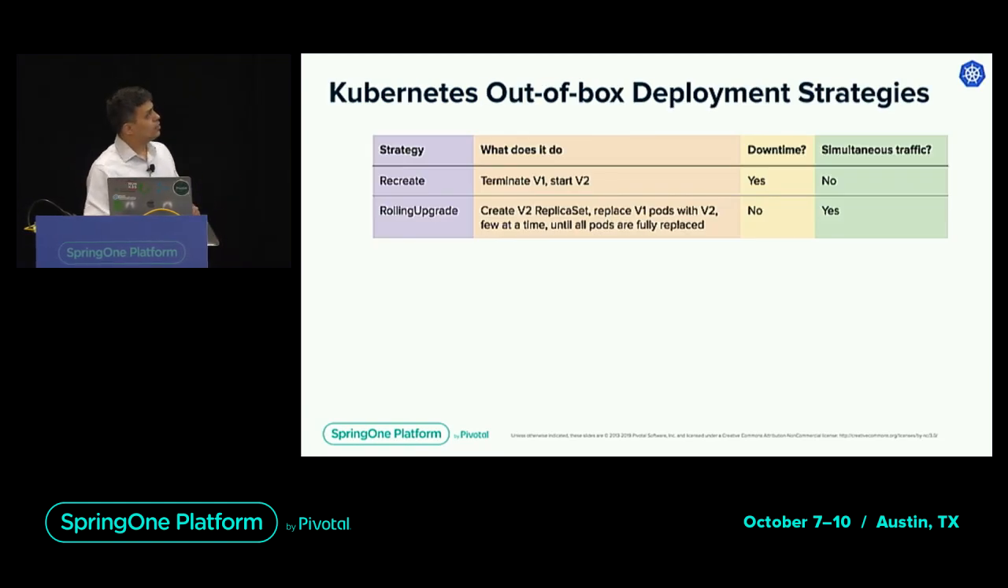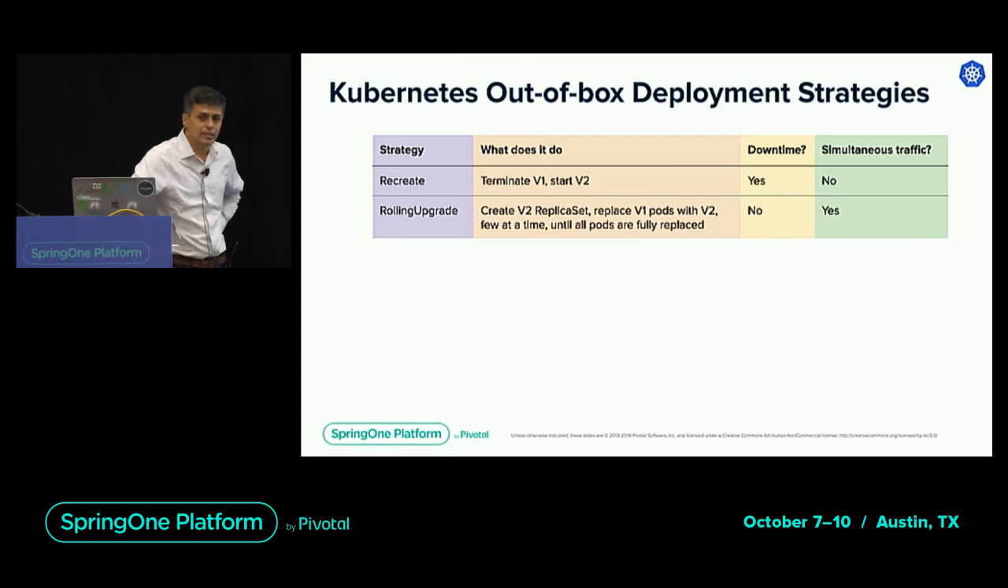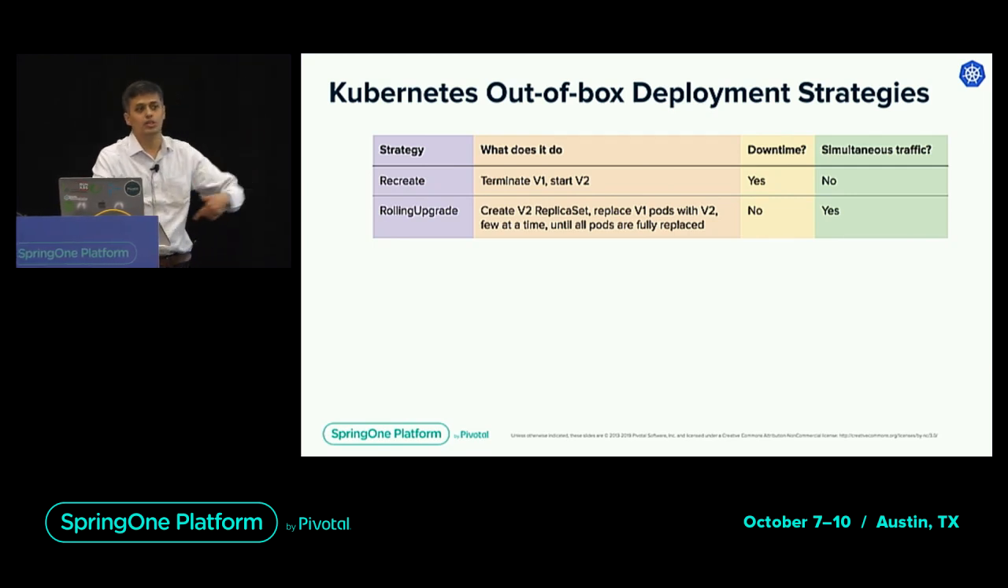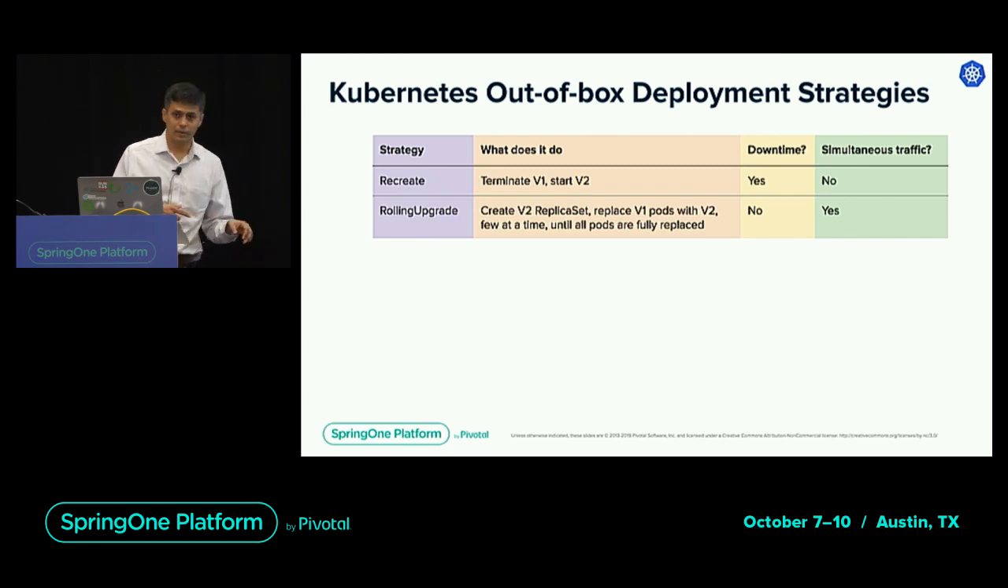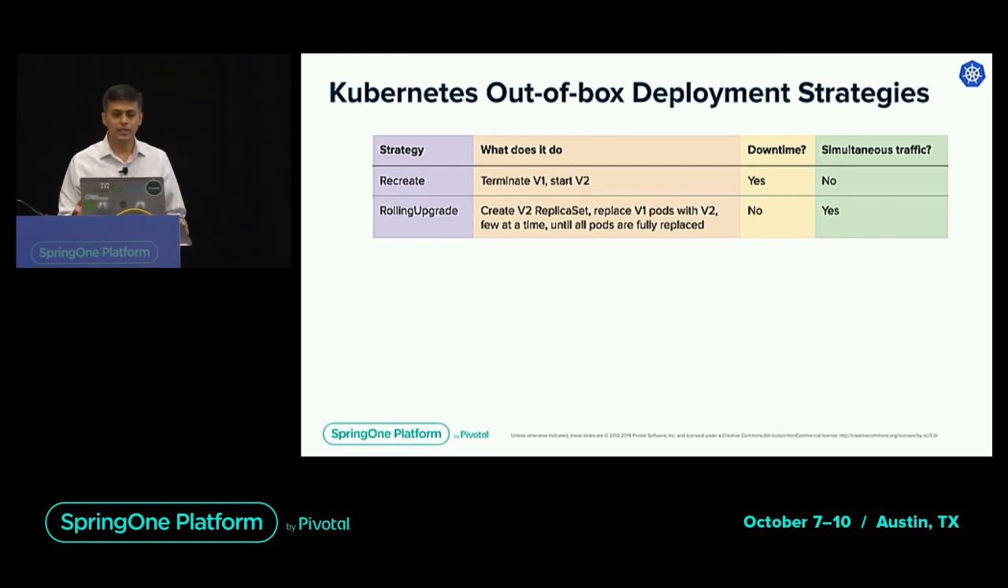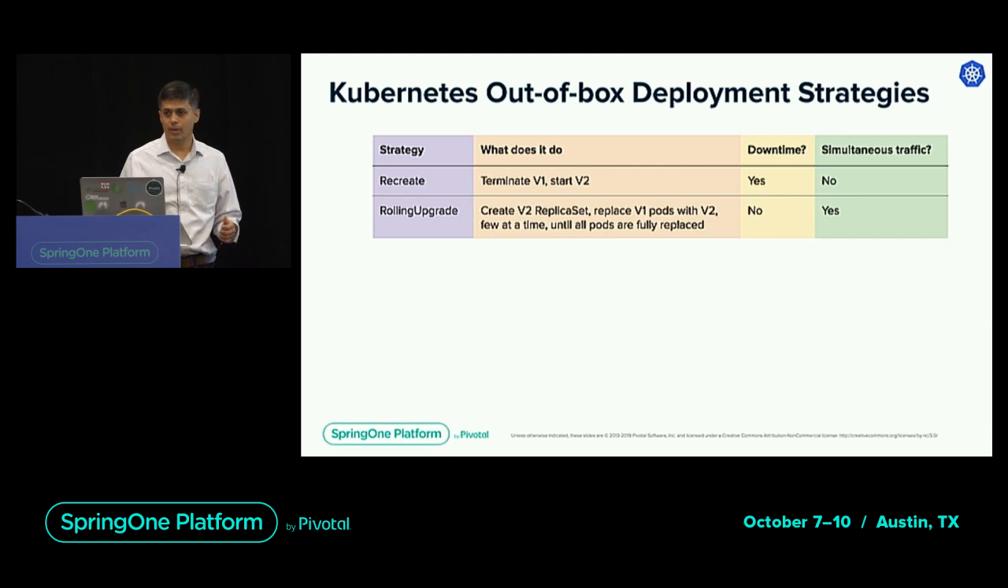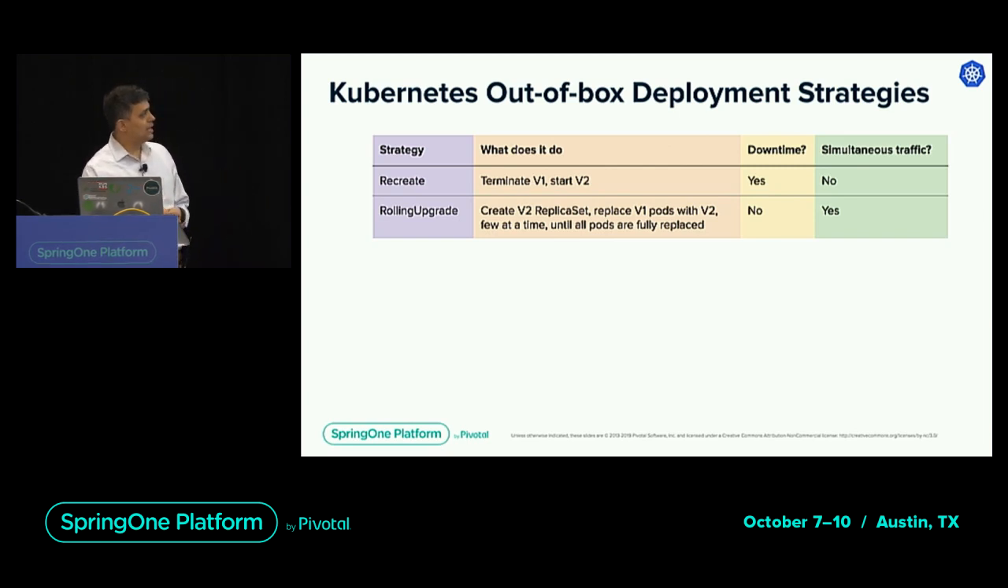So let's take a look at the Kubernetes out-of-box deployment strategies. What happens when you push the new version of the application to Kubernetes? There are two strategies provided by Kubernetes out-of-box. One is Recreate. In Recreate, it basically terminates V1, which is the currently running application, and then starts V2 of the application. In this case, there is downtime involved, and obviously there is no simultaneous traffic served by both V1 and V2.